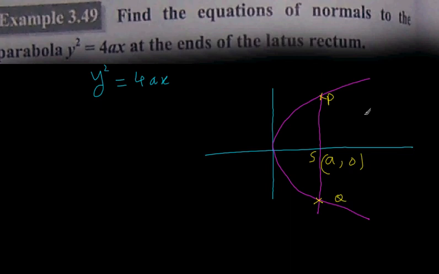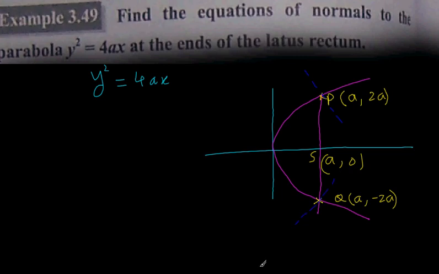The coordinates of P should be (a, 2a), and the coordinates of Q should be (a, -2a). Now we need to find the normal at point P and at point Q.